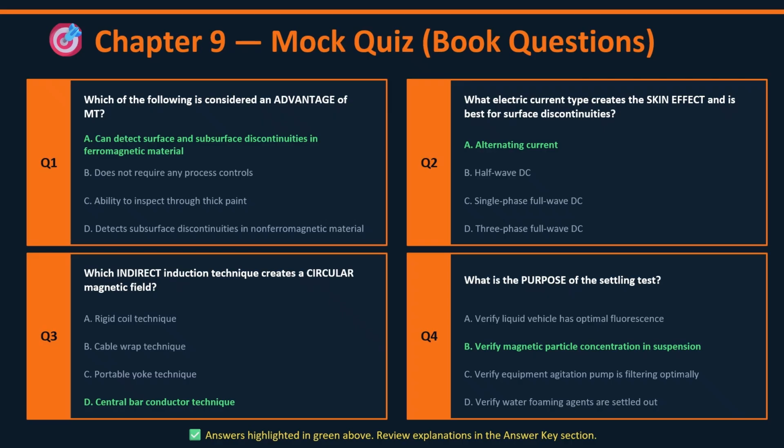When using these questions in a classroom or YouTube course, do not stop at the correct letter. Ask yourself why the other choices are wrong. For example, the fact that PT can inspect non-ferromagnetic material does not make it an MT advantage. Likewise, equipment agitation and vehicle fluorescence are different control issues from particle concentration. That habit, explaining both the correct answer and the reason the alternatives are wrong, is one of the best ways to prepare for a professional Level 2 or Level 3 examination.